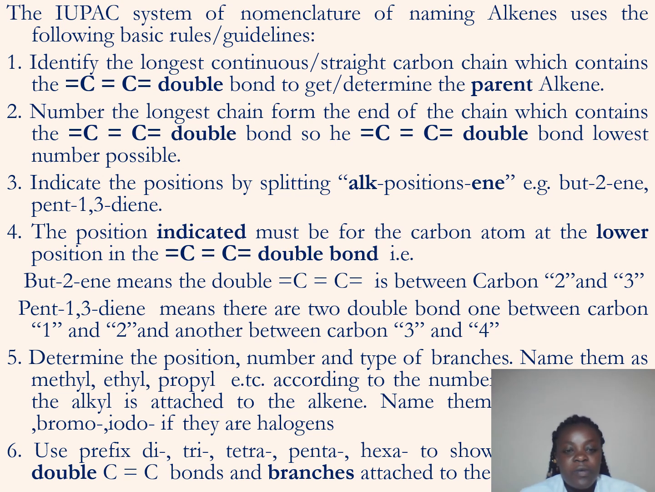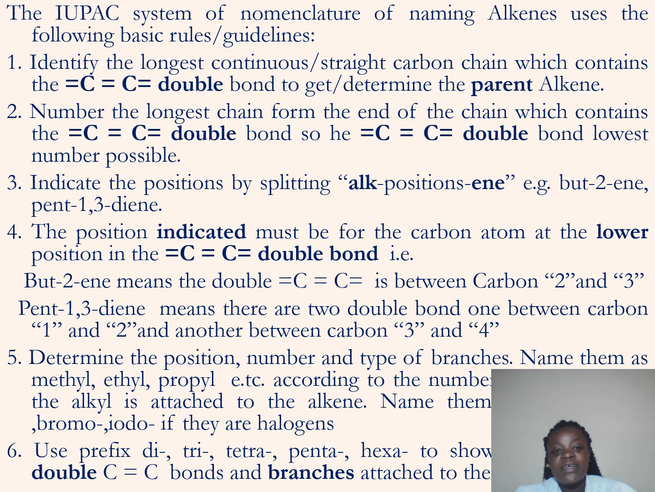So if you start from, let's say, the left side and you find the carbon-carbon double bond at carbon number 4, then you start at the right side and find that the double bond is at carbon number 2, then you choose the side from the right. So the carbon-carbon double bond must have the lowest number possible. That is step number 2.